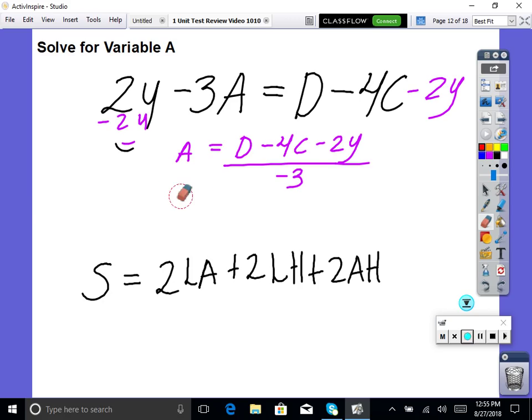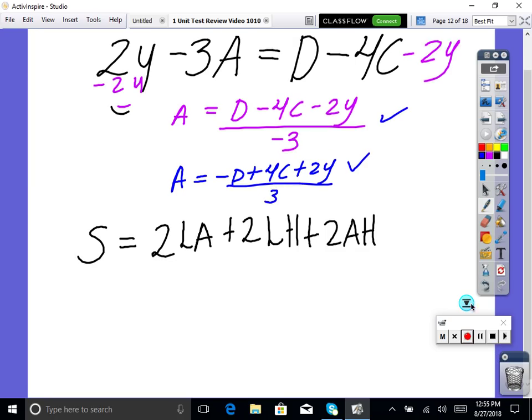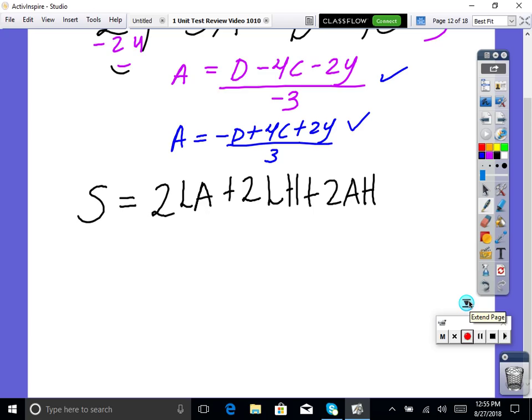I'm not too worried if you don't take the negative up. But if you did, if you were like, oh yeah, we don't want a negative on the bottom, you would just distribute the negative through to each of these. So that'd be negative d plus 4c plus 2y, all over 3. And that would be a alone. I'll accept either answer though. I will not accept if you make an error and distribute the negative incorrectly, so be careful.